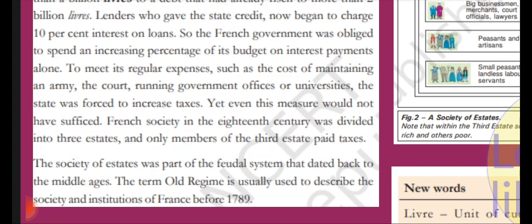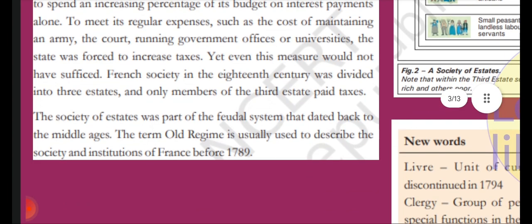And who was actually paying for all these things? It was not the king or the church, it was the common people, the people who were part of the third estate, including businessmen, peasants, and small peasants. All these people were the ones paying the taxes. This society of estates was part of the feudal system that dated back to the Middle Ages. This feudal system existed in village communities where there are layers of people and few learned officials.